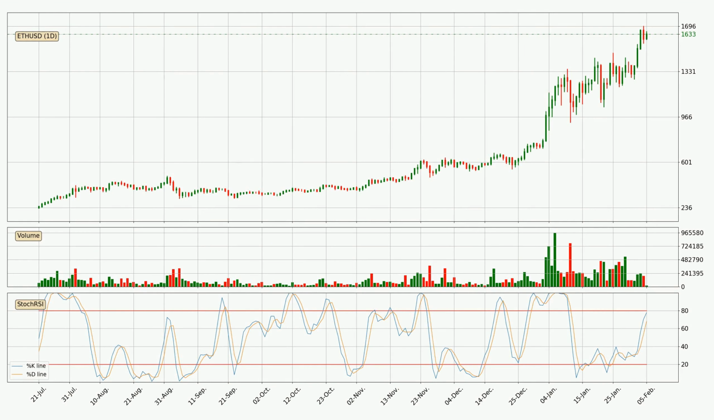Looking at the daily stochastic RSI, there are no signs of the stochastic RSI being oversold or overbought at this time, but the %K line is over the %D line, which means the current trend is to the upside.